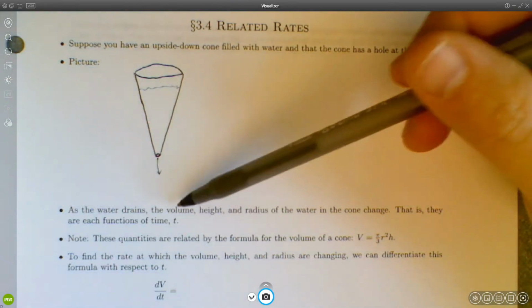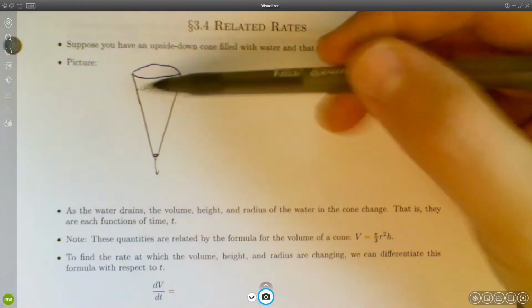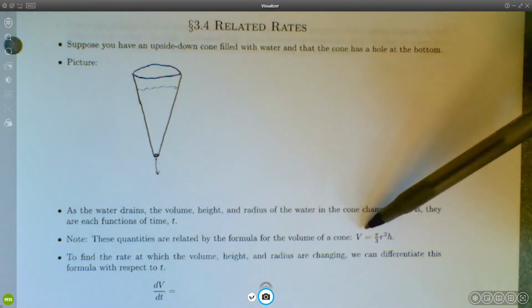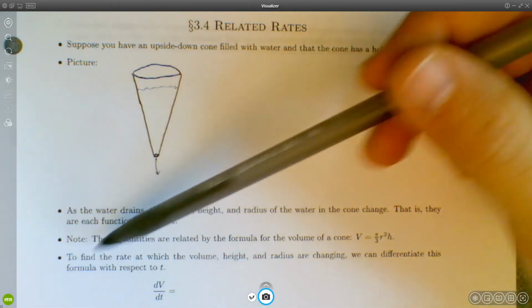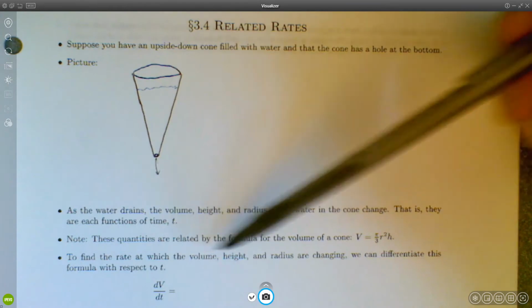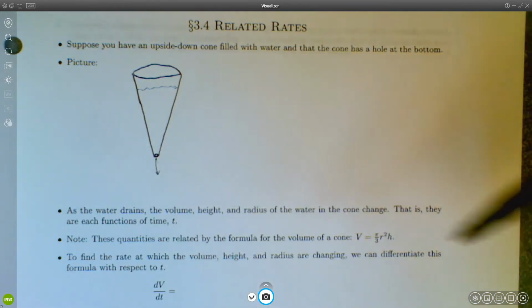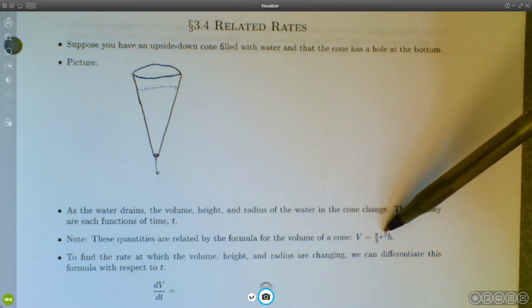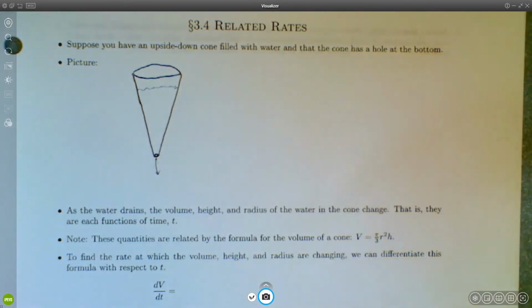Now those quantities, volume, height, radius, they're all related by the formula for the volume of a cone, right? If you're thinking about the volume of water in the cone, you would use the volume formula, V equals pi over 3 r squared h. So to find the rate at which the volume, height, and radius are changing, we can differentiate this formula with respect to t. This is all going to be implicit differentiation because we're assuming that each of these are changing in time, so the volume, the radius, and height are all functions of t.